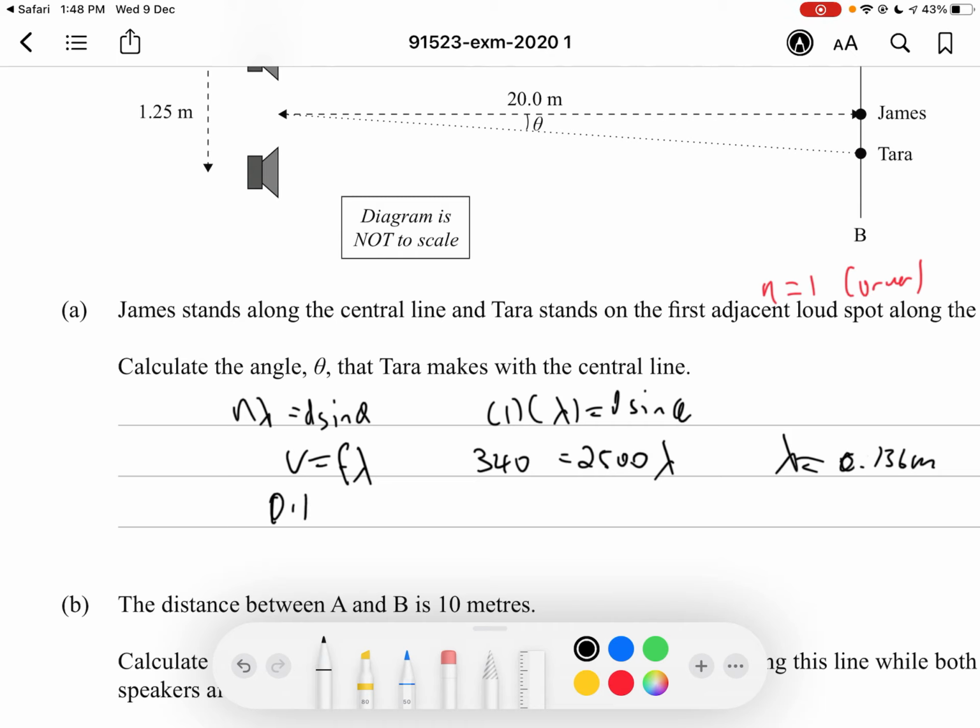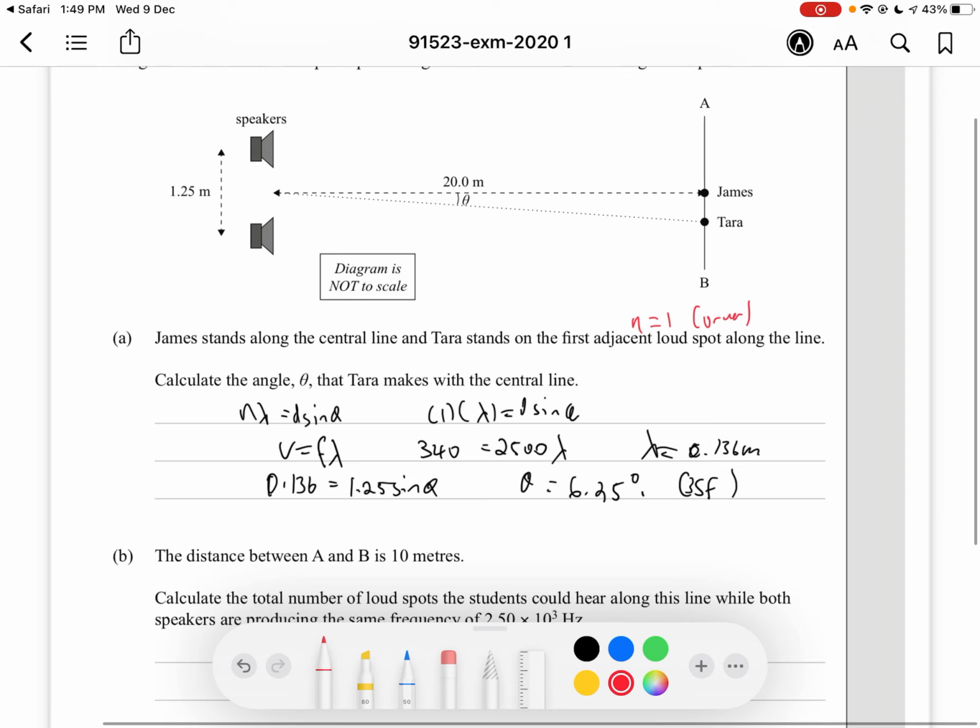So we say that 0.136 equals d, which is 1.25, times sine theta. So if we get our calculator here, we should find that theta equals 6.25 degrees, okay, for SF. And this should just be another achieved question here.